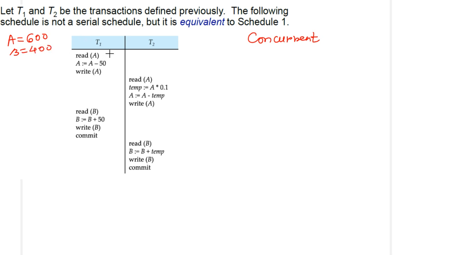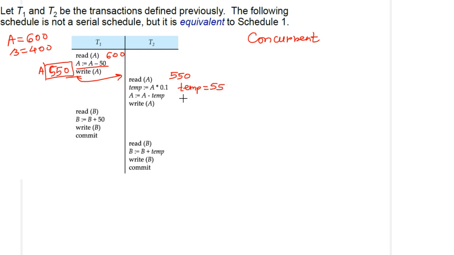So read A is equal to 600. A is equal to A minus 50, write A. So the final value of A will be 550, right? 600 minus 50, right? So A will be 550. Read A again. Okay, so here the A value is read, so 550 will be there because the updated value of A will come here. So 550 into temp, that is 550 into 0.1. So temp will become 55, right?